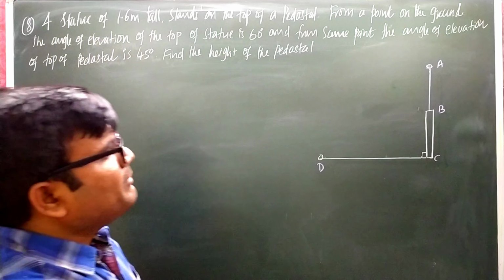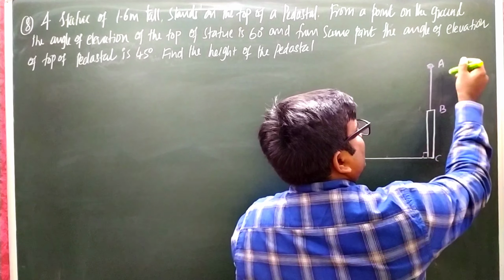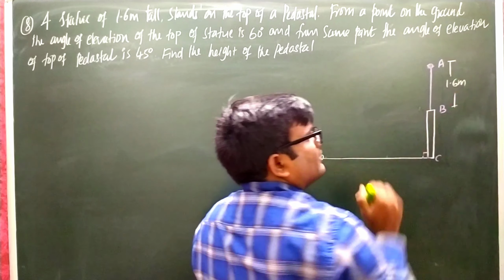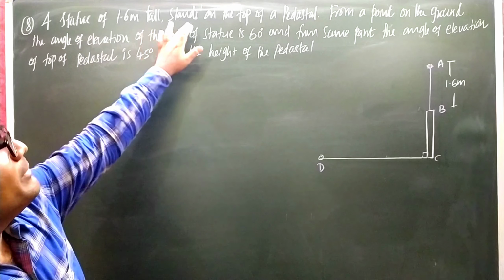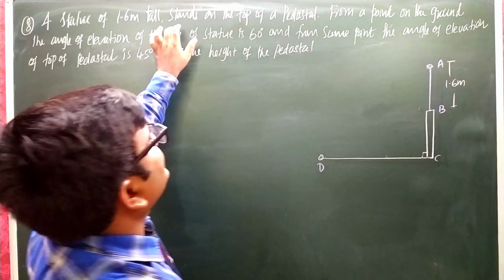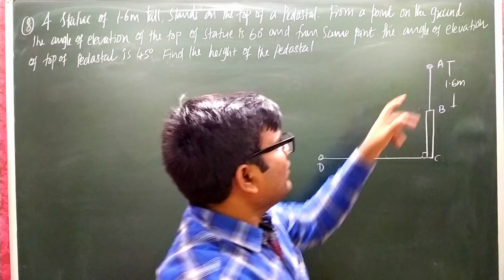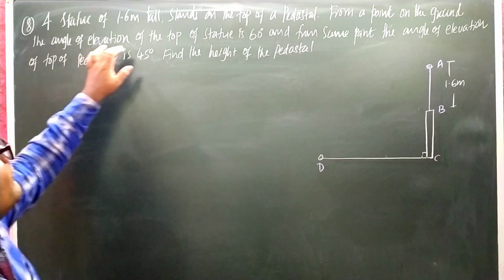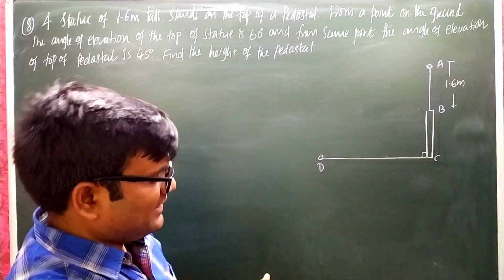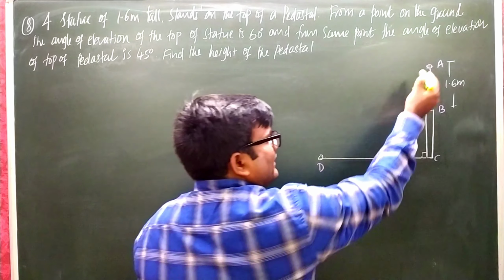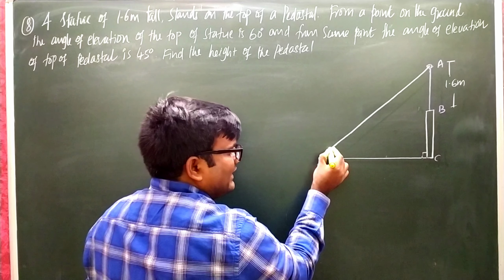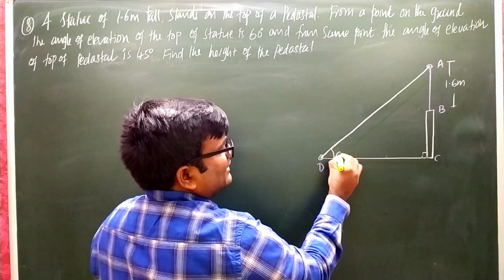A statue of 1.6 meters tall. So the height of the statue is given, that is 1.6 meters. From a point on the ground, so here I am taking D as the point on the ground. The angle of elevation of the top of the statue is 60 degrees. So the observer is observing the top of the statue from point D. So the angle of elevation is given, that is 60 degrees.